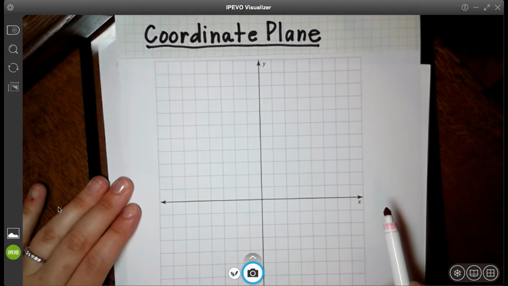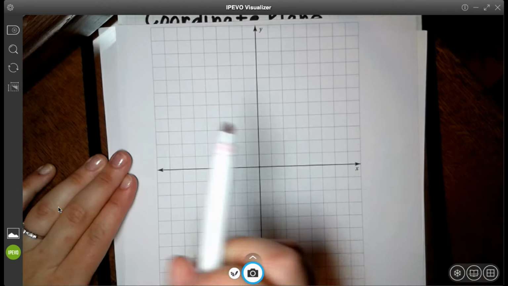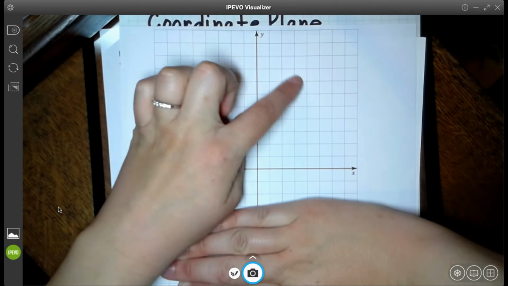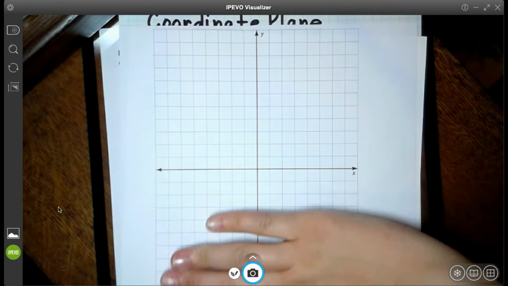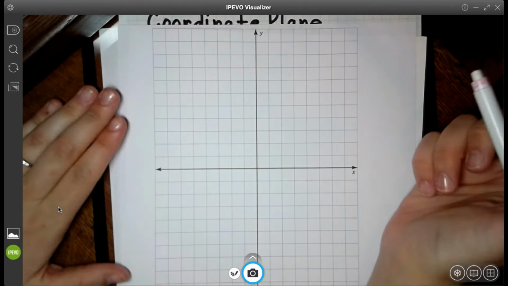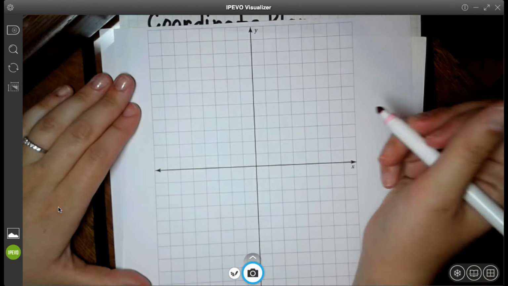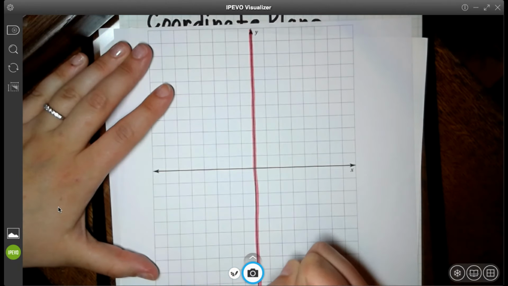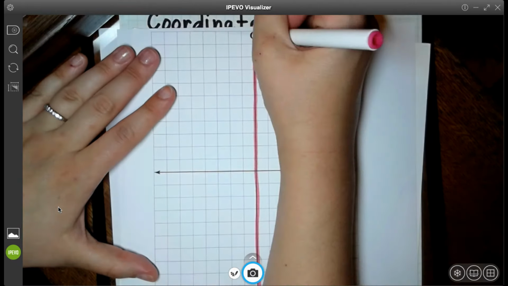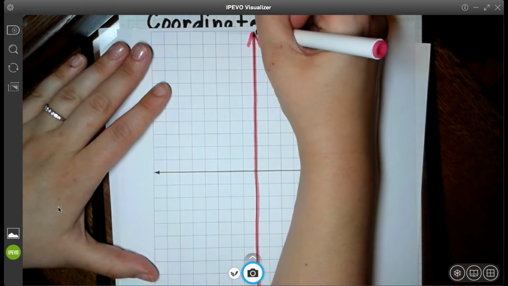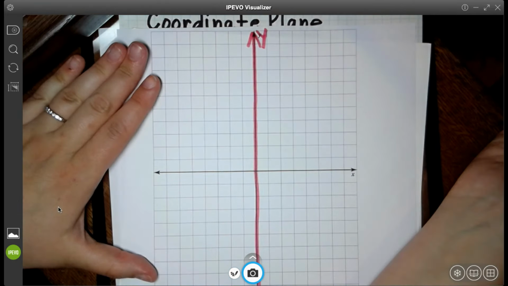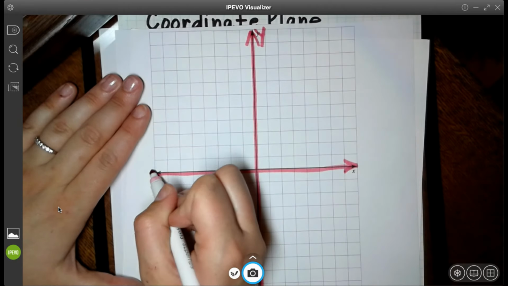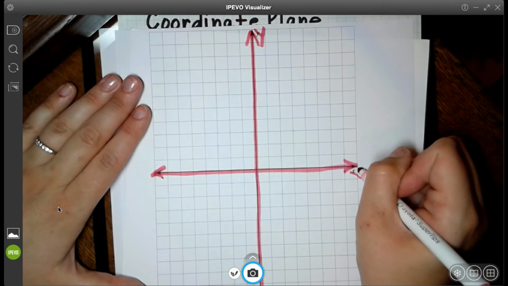We are using 4 quadrants. I think we explained before in 5th grade you only used this first quadrant here, but in 6th grade you're using all 4 quadrants. I want to point out that if you look vertically, that means up and down, this is called the y-axis. And if you go left to right or horizontally, that is the x-axis.